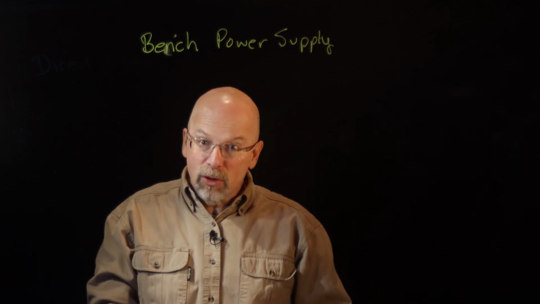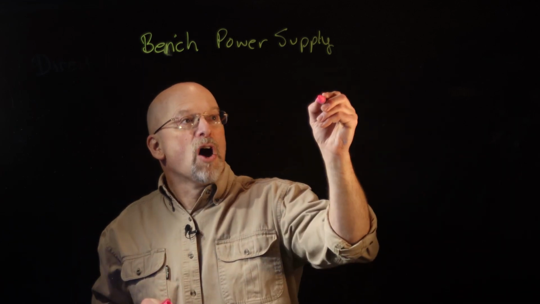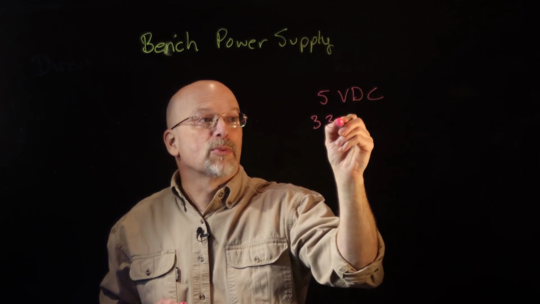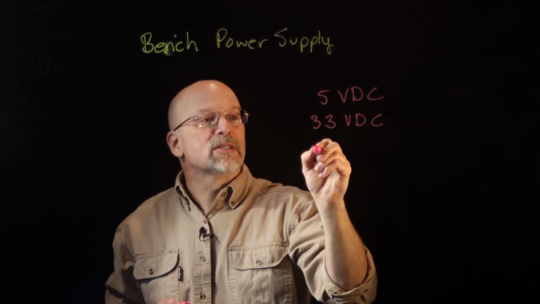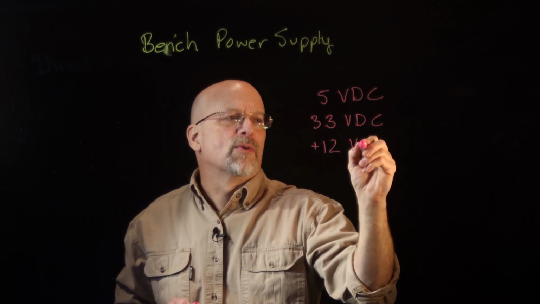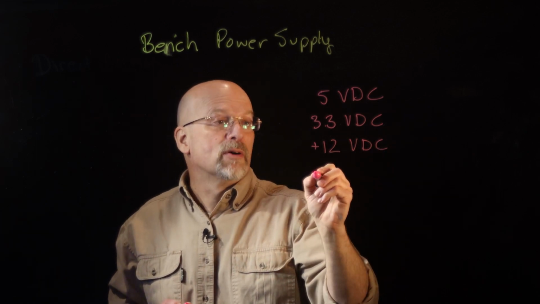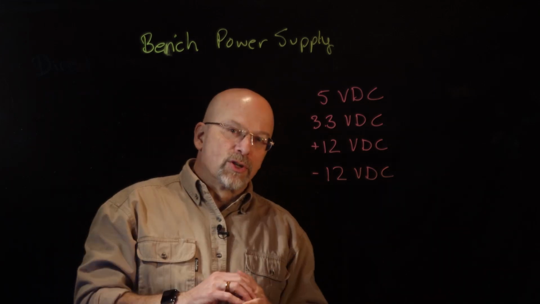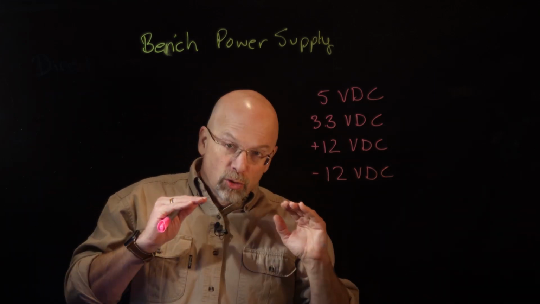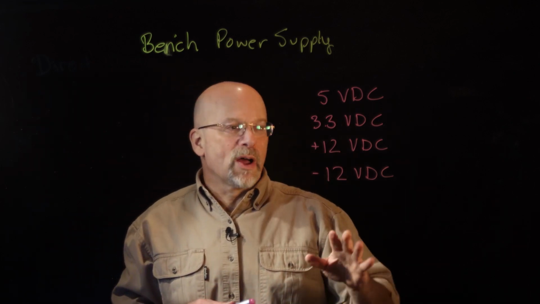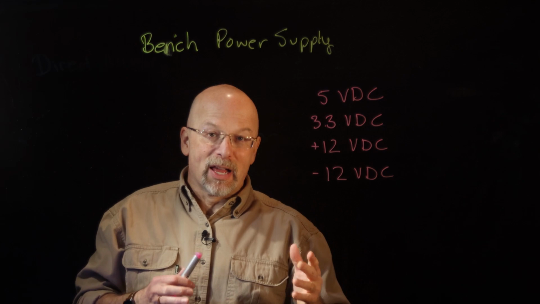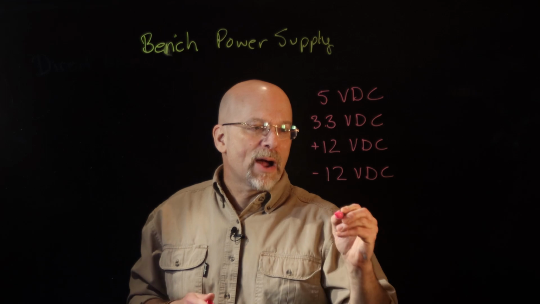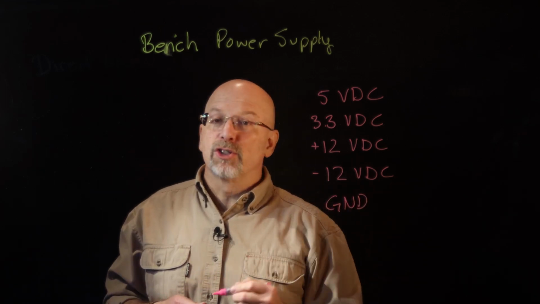The voltages that a computer needs are 5 volts DC. It needs 3.3 volts DC. Sometimes you've got motors and so forth that require a positive 12 volts DC, and even some devices in the old days, like RS-232 drivers that required just the direct voltage, needed negative 12 volts DC. All of these voltage levels are available from an old PC power supply. And at 0 volts, you have ground.